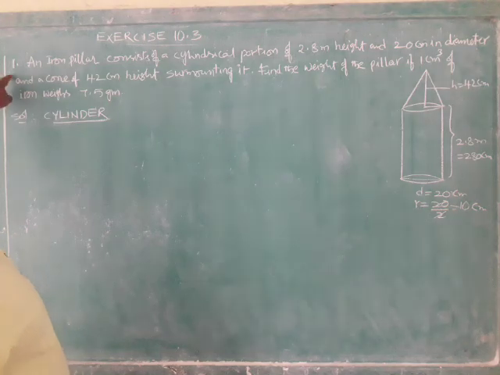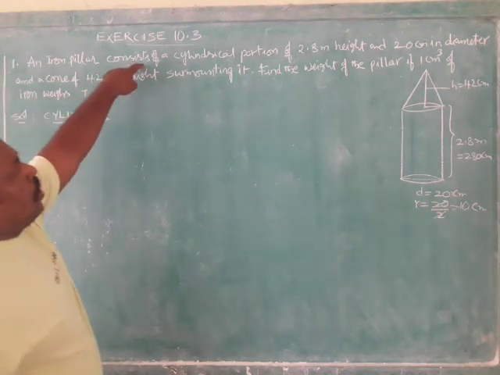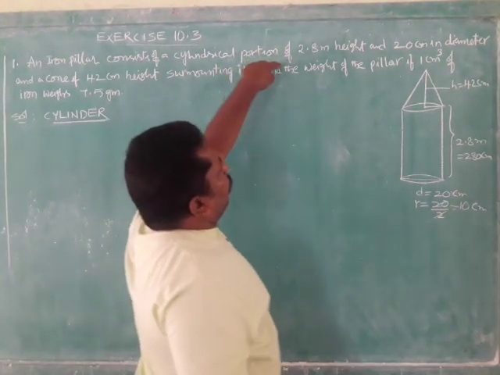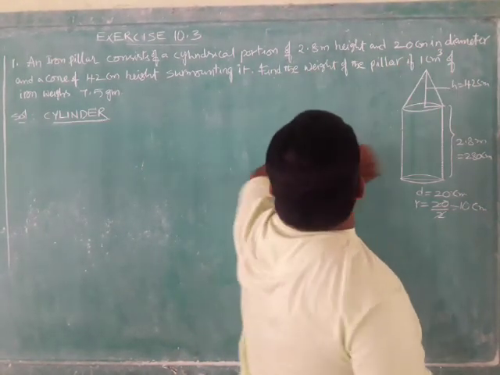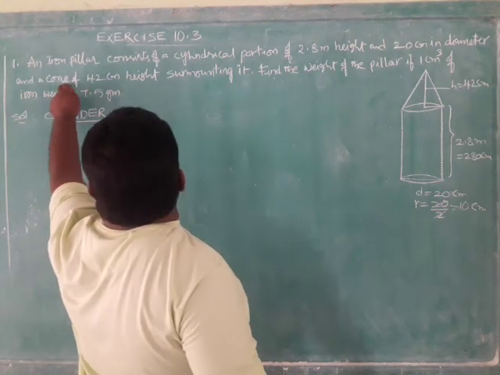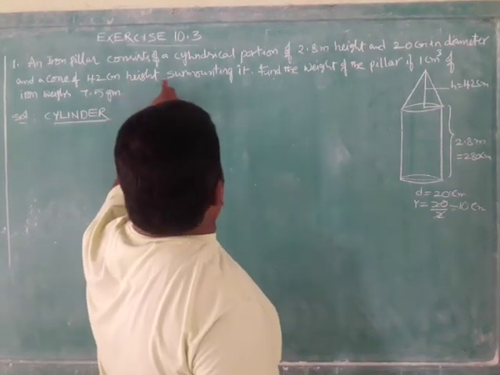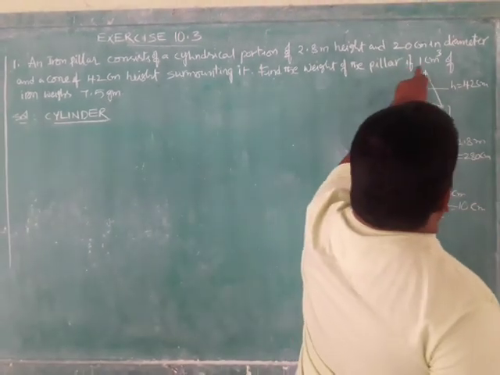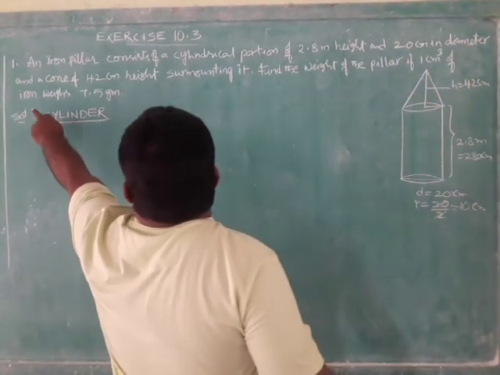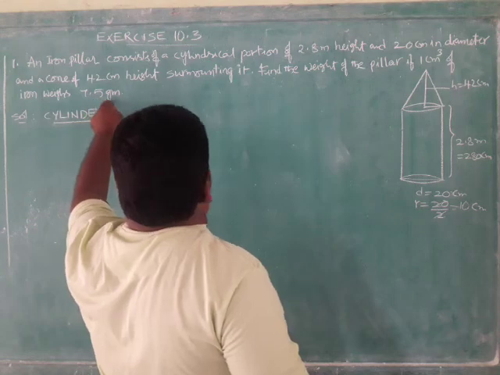The first sum is: an iron pillar consists of a cylindrical portion of 2.8 meters height and 20 centimeters in diameter, and a cone of 42 centimeters height surmounting on it. Find the weight of the pillar if 1 centimeter cube of iron weighs 7.5 grams.